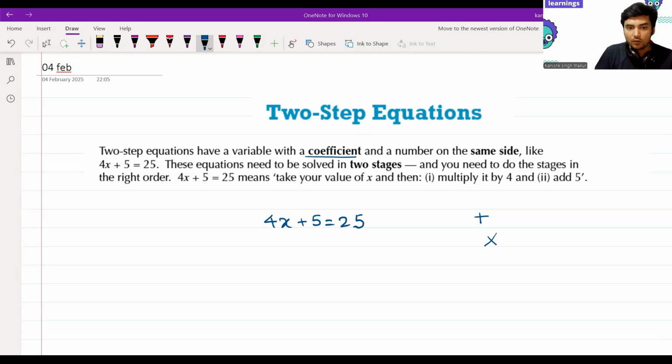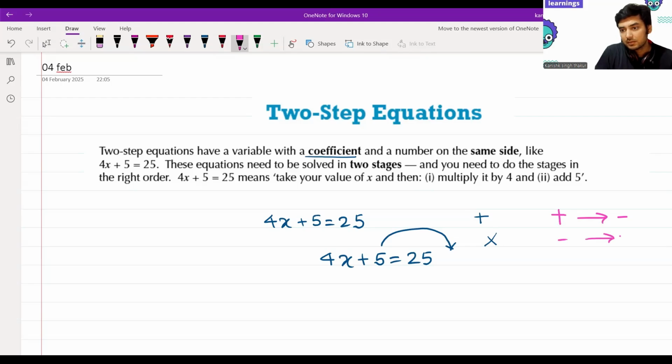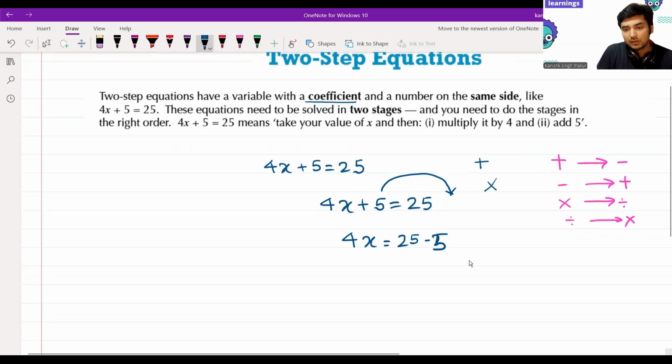Suppose I have this equation: 4x plus 5 is equal to 25. First step, I'll be shifting this 5 to this side. When I shift it, in inverse, plus becomes minus. I already told you in the previous lecture, addition becomes subtraction, subtraction becomes addition, multiplication becomes division, and division becomes multiplication. Since 5 is getting added here, it would be subtracted here. So 4x will become 25 take away 5, so 4x will be equal to 20.